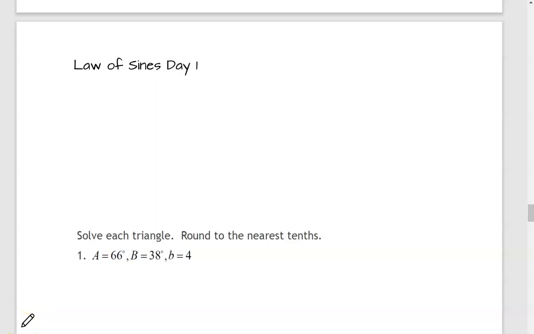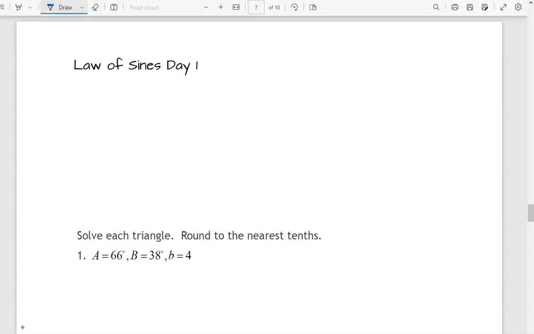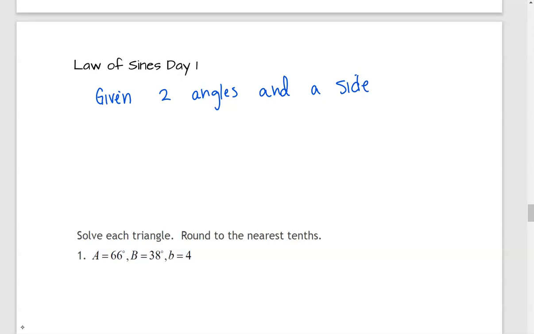In this lesson, we are going to talk about law of sines, day one, because we're going to have a day two with our ambiguous case. But for day one, law of sines is used when we are given two angles and a side. Now, this is not necessarily a right triangle, because before we were using SOHCAHTOA with right triangle tricks. So this is just a triangle where we have two angles and a side.